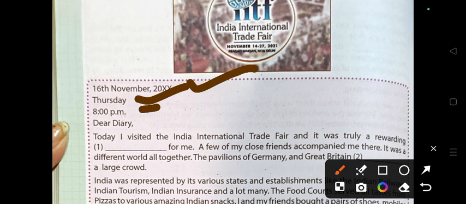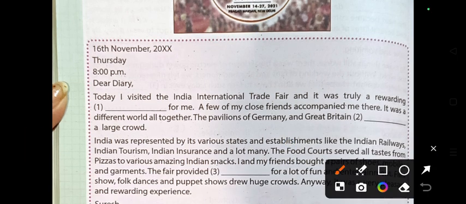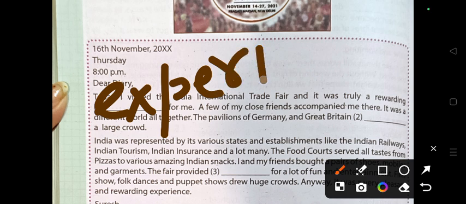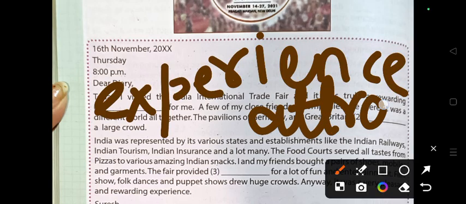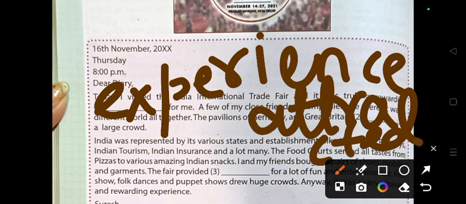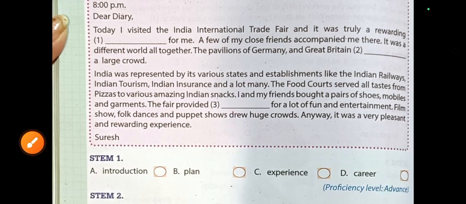Today I visited the India International Trade Fair. It was truly a rewarding experience for me. A few of my close friends accompanied me there. It was a different world altogether. The pavilions of Germany and Great Britain attracted, so we will write here attracted, A-T-T-R-A-C-T-E-D.